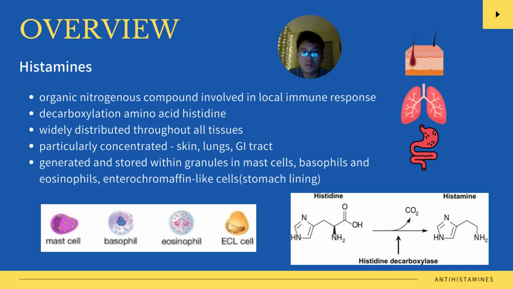Basophils, a least common type of granulocyte representing only about 0.5 to 1% of circulating white blood cells. Eosinophils, another type of WBC responsible for combating multicellular parasites and certain infections. And lastly, enterochromaffin-like cells, which are located in the stomach lining.